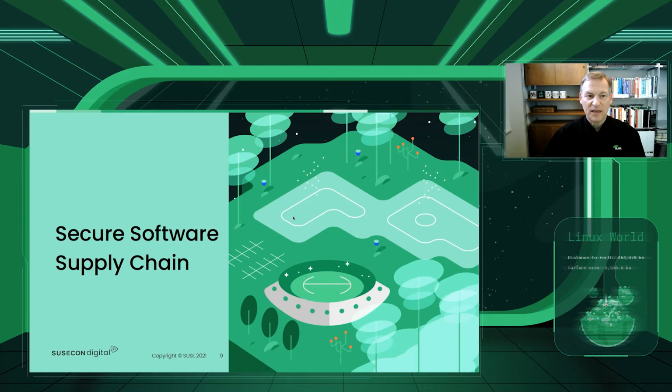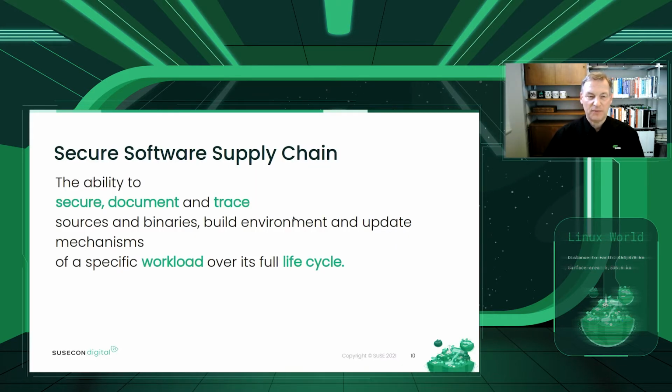First, what is a secure software supply chain? Allow me to read the definition. A secure software supply chain is the ability to secure, document, and trace sources and binaries, build environment, and update mechanisms of a specific workload over its full life cycle. But why do we care about this?